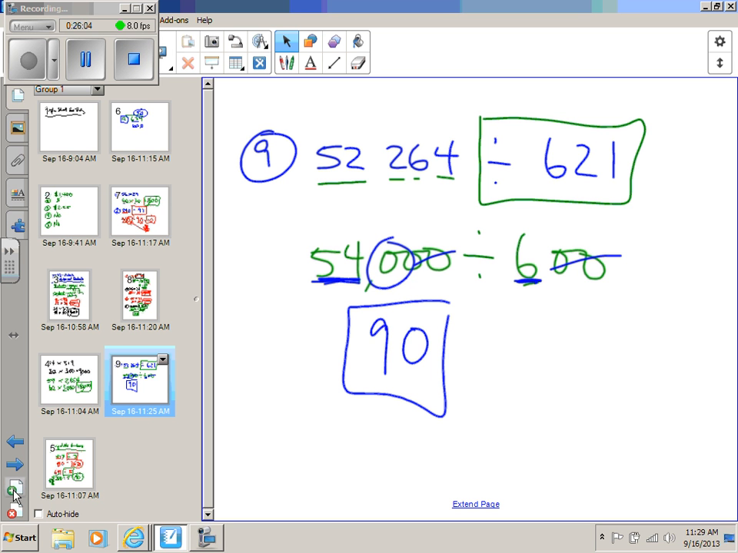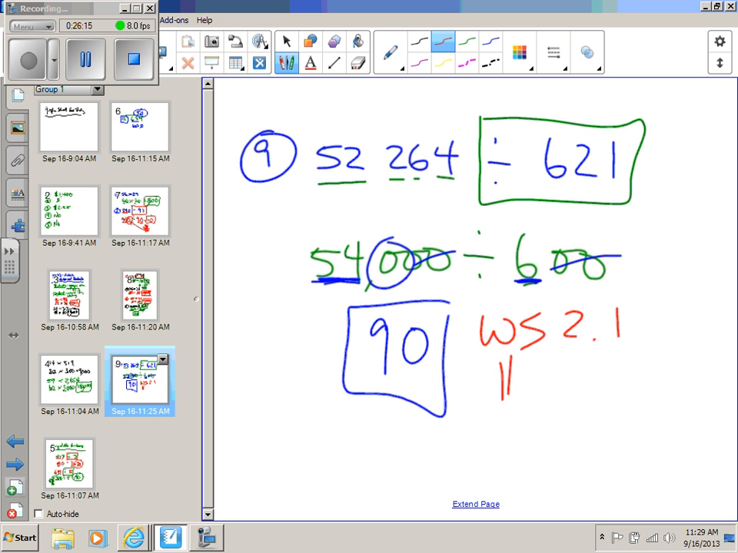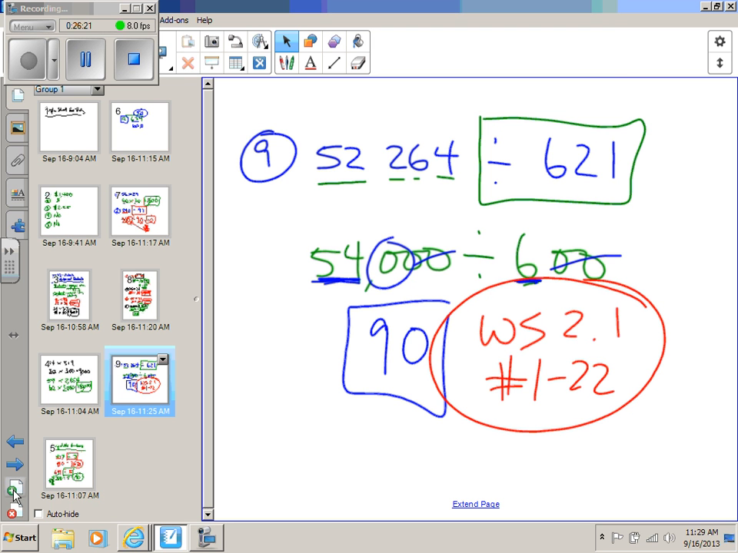Okay? So you're going to finish off numbers 1 through 22, whatever is left on your sheet. I don't remember which ones we did in class and which ones we didn't. So worksheet 2-1, and I'm just going to put down 1 through 22. It's going to look like a lot, but we did more than a handful of these in class.